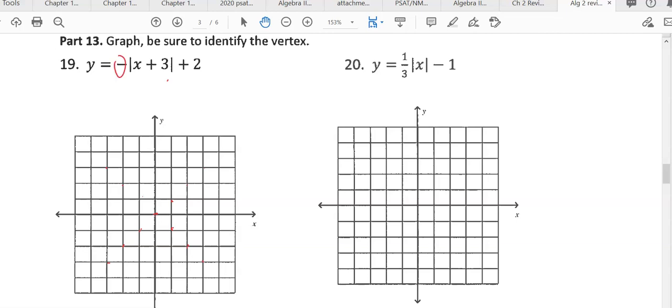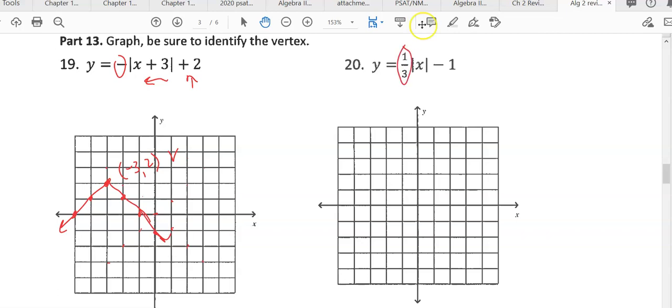I just did that. It goes left 3 and up 2. So every point goes left 3, 1, 2, 3, up 2. That's my vertex, and negative 3, comma 2 is my vertex. Everything else goes left 3, up 2. Looks like this, something like that.